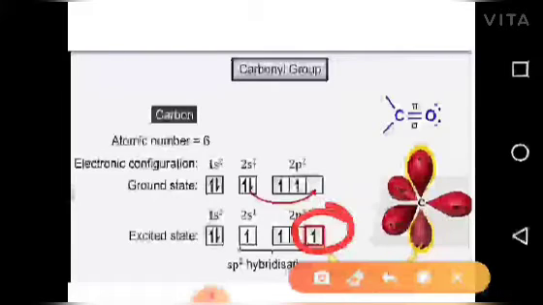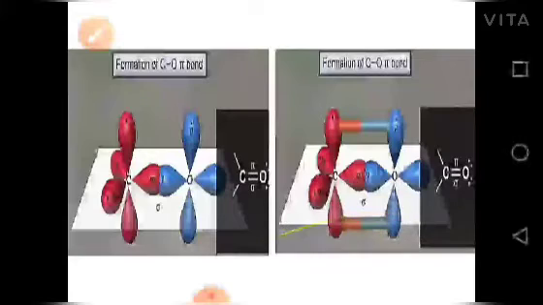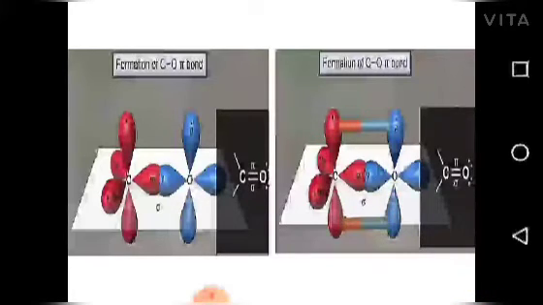The sigma bond is formed between carbon and oxygen, and it produces the sp2 orbital. Now further, it is the overlap of one sp2 orbital of carbon with the p orbital of the oxygen. On the other hand, the carbon to oxygen pi bond is formed by the sideways overlap of the p orbitals. You can see here the sidewise overlap of the p orbitals forms the pi bond.